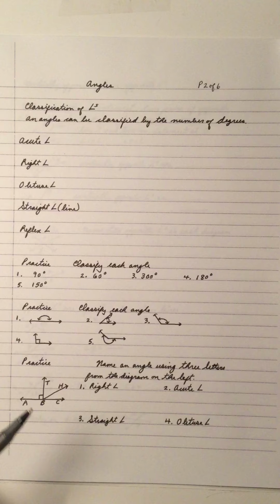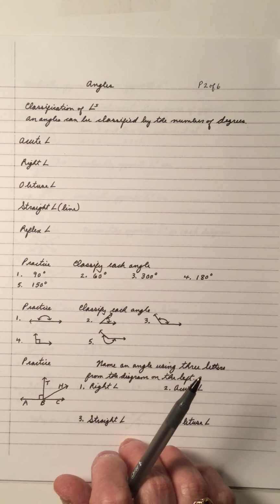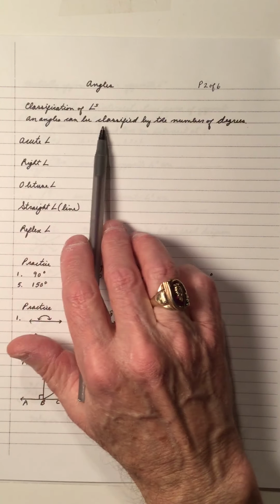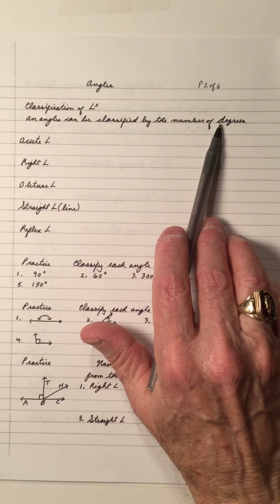Hi, welcome to my video on the classification of angles. Acute angles, right angles, obtuse angles, a straight angle, reflex, vertically opposite angles, and perpendicular lines. Let's go. Angles, classification. An angle can be classified by the number of degrees.